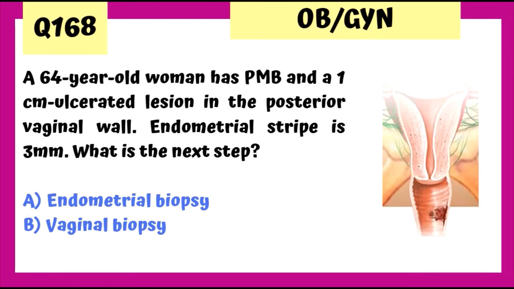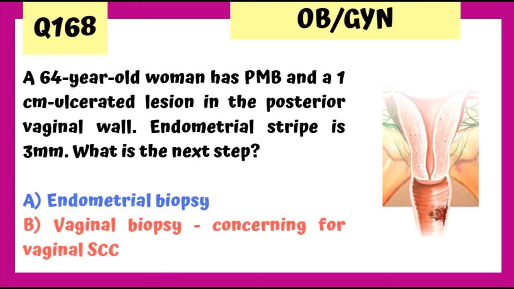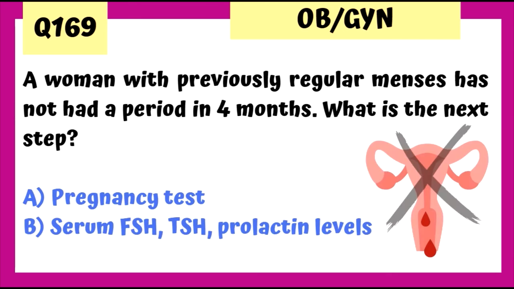Question 168, a 65-year-old woman has postmenopausal bleeding and a 1 centimeter ulcerated lesion in the posterior vaginal wall. Endometrial stripe is 3 millimeters. What's the next step? So here, we want to go for a vaginal biopsy, not endometrial, because endometrium is fine. It's really the vaginal canal we're worried about, so we want to get a biopsy. Concerning for vaginal squamous cell carcinoma. Question 169, a woman with previously regular menses has not had a period in 4 months. What's the next step? So she has amenorrhea.